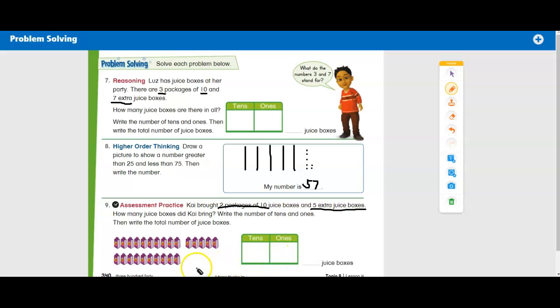You can also look at our drawing of the juice boxes to count how many tens there are and the extra ones. Then write your answer in the blank for blank juice boxes. Once you have completed answering all of the questions on page 340, you are all done with your math lesson for today.